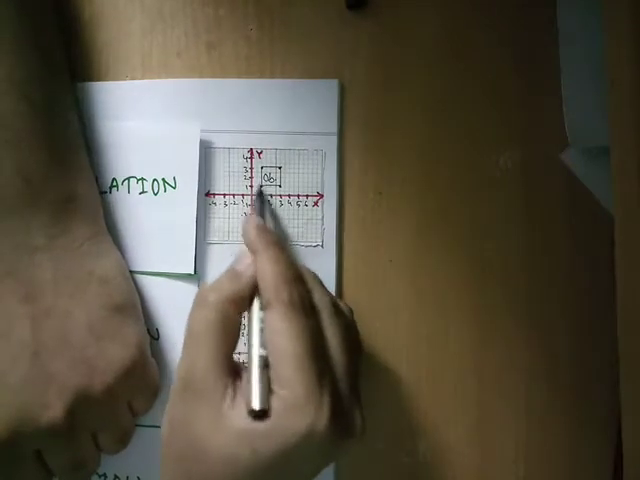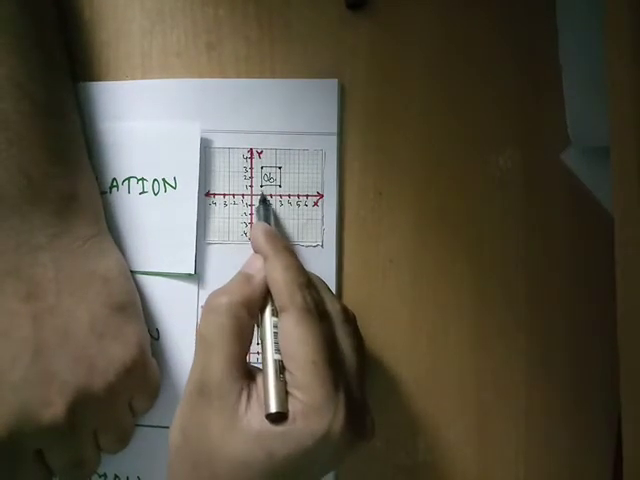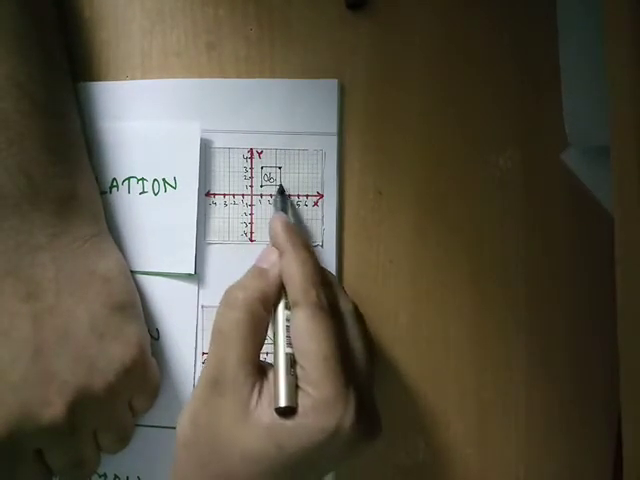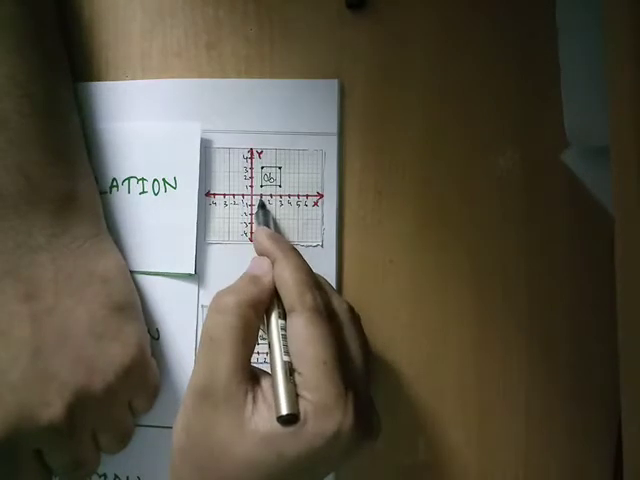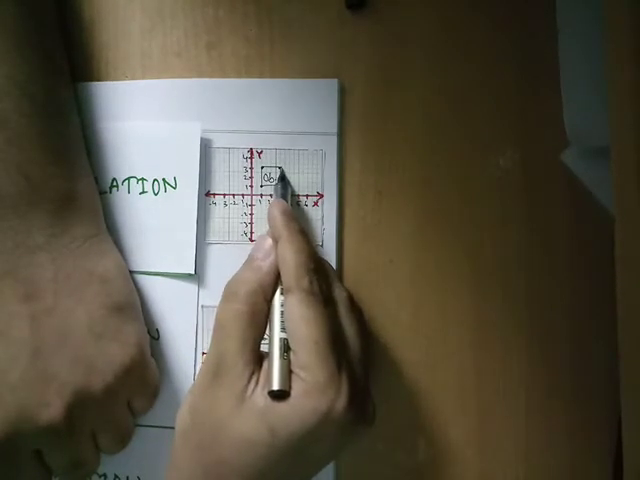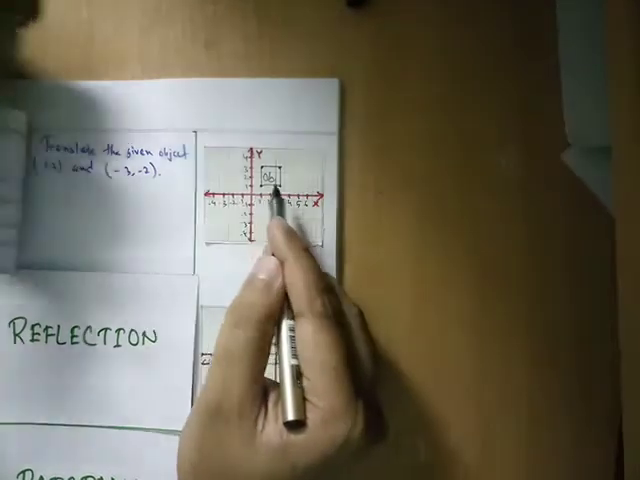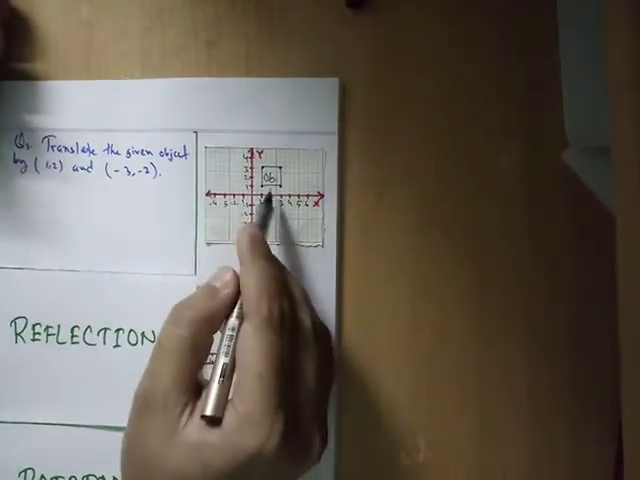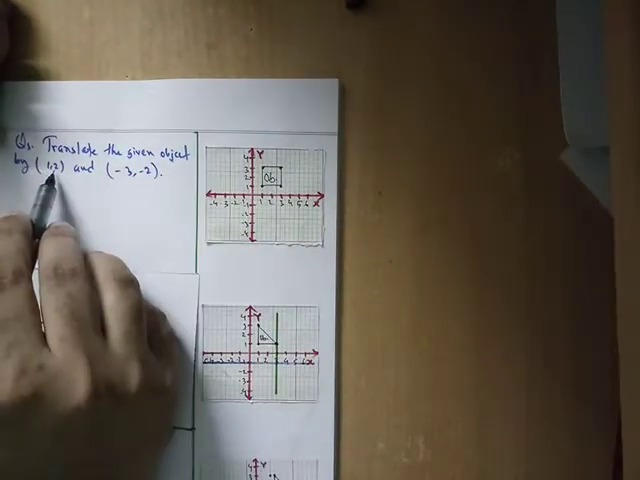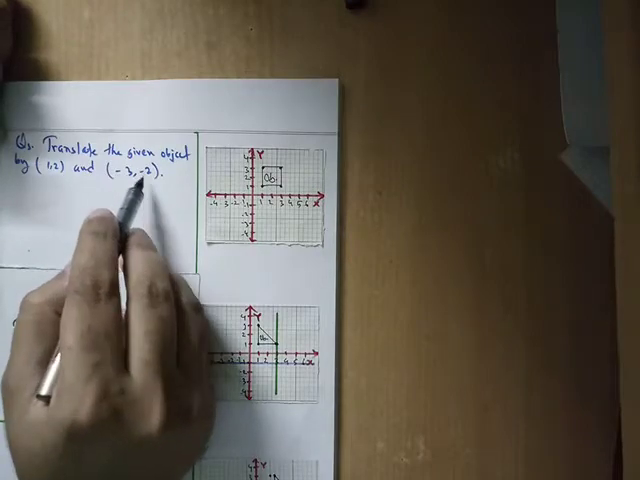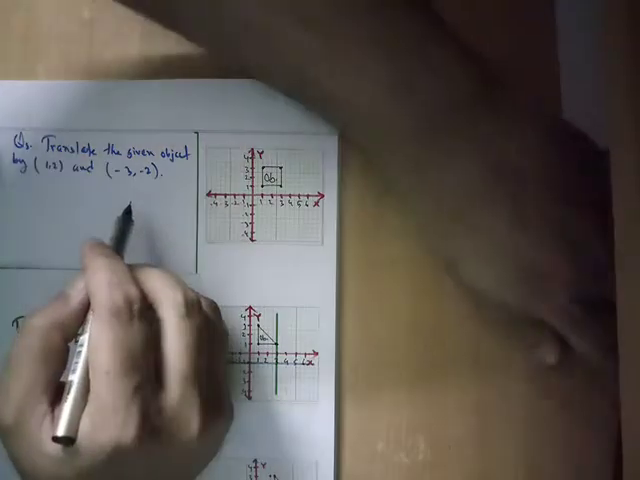Okay, so this object is given, it's a square. See, the coordinates are 1, 1, 3, 1, 1, 3 and 3, 3. Now the question asked is, I need to translate this shape by 1, 2 and then by minus 3, 2. So first let's translate this shape by 1, 2.